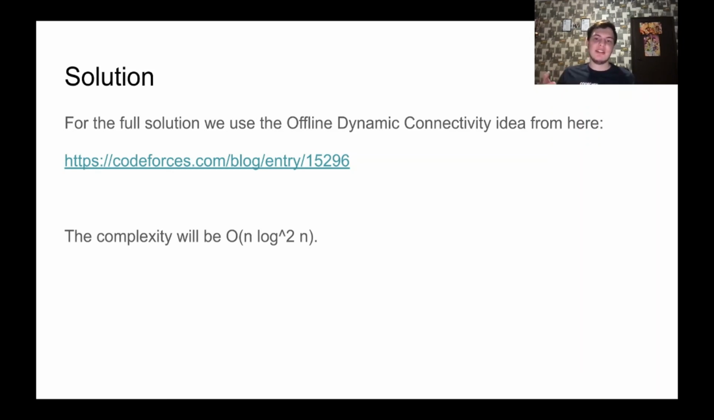But fortunately, the disjoint set union is such a structure. And this is just one of many tutorials or blogs which actually share this idea. If you want to go into more details, I advise you to check the editorial of this problem, because there'll most likely be another link to some other blog about the offline dynamic connectivity idea. And the complexity will be n log squared n. So yeah, that's pretty much the solution.